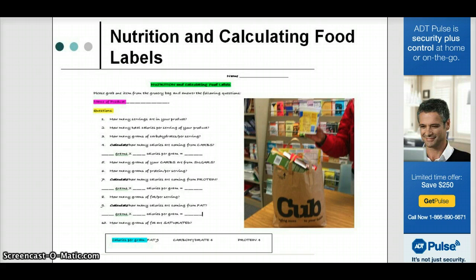The last problem-solving assignment I'd like to talk about is nutrition and calculating food labels. I typically call this going shopping. And what I do is I provide each student with a real product, and what we're going to do is take a look at the essential nutrients within that product, focusing on carbohydrates, protein, and fat.